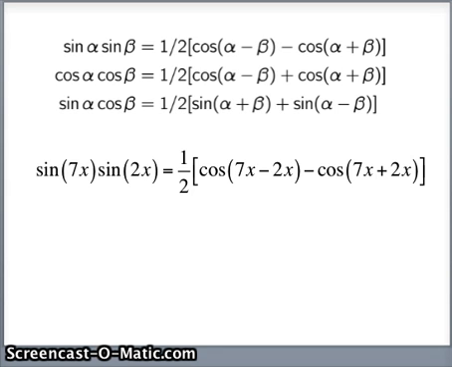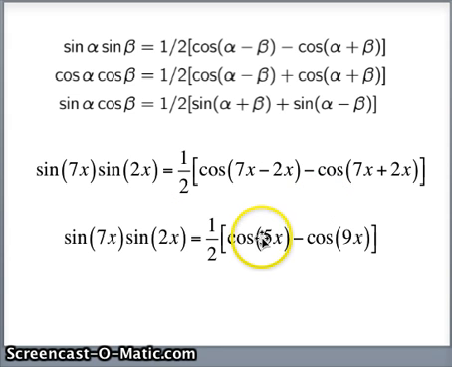So there it is, and I'm interested in sine 7x sine 2x. So we have to decide which identity to use. Using the first one, replacing alpha with 7x and beta with 2x, that gives me 1/2 [cos(alpha minus beta), 7x minus 2x, minus cos(alpha plus beta), 7x plus 2x]. Then simplifying, 7x minus 2x is 5x, 7x plus 2x is 9x. So sine 7x sine 2x is 1/2 [cos 5x minus cos 9x]. They don't look like they would be the same, but in fact they are.